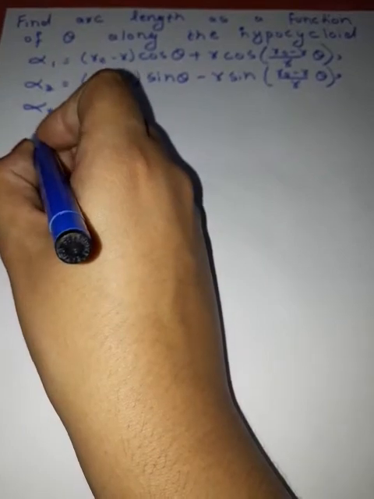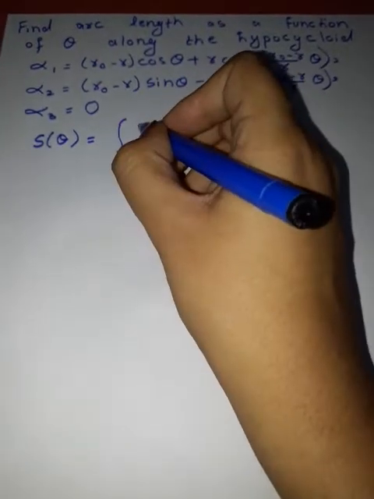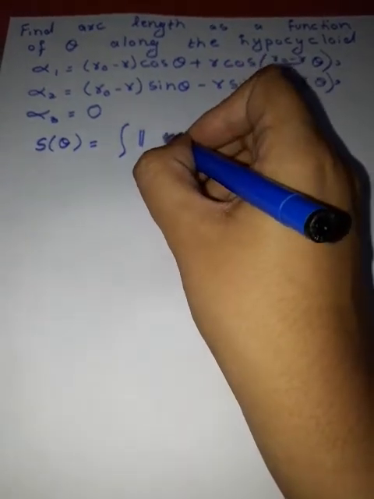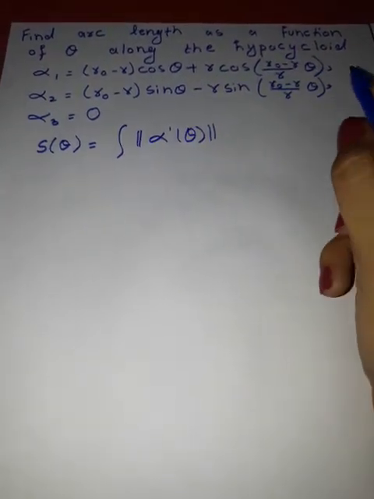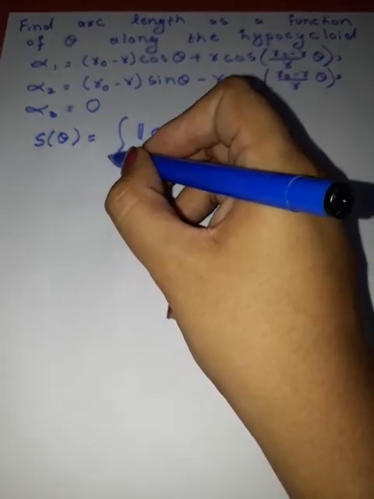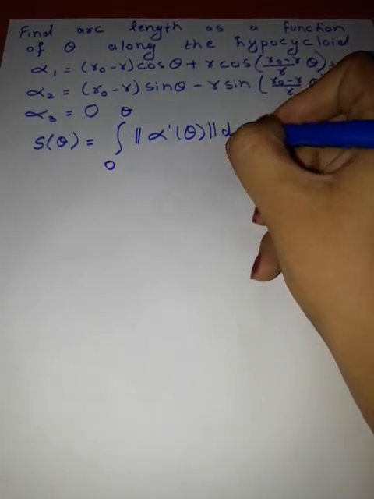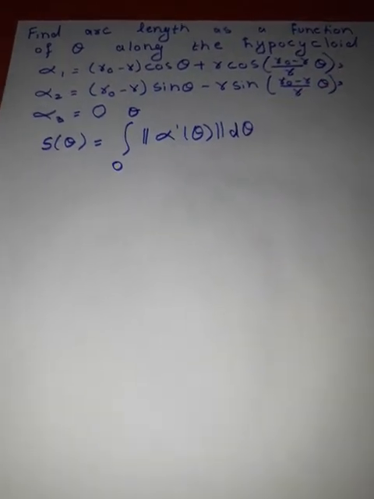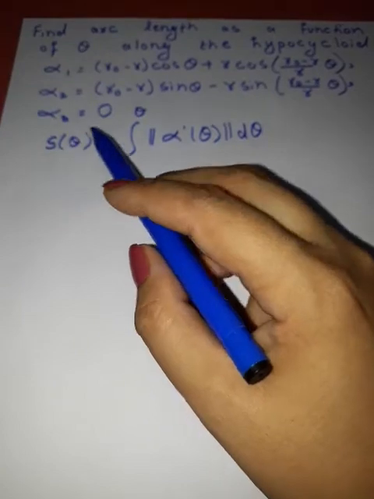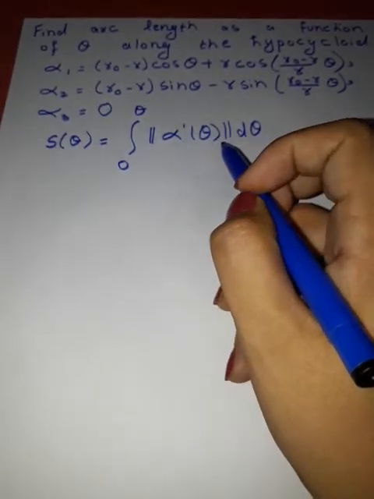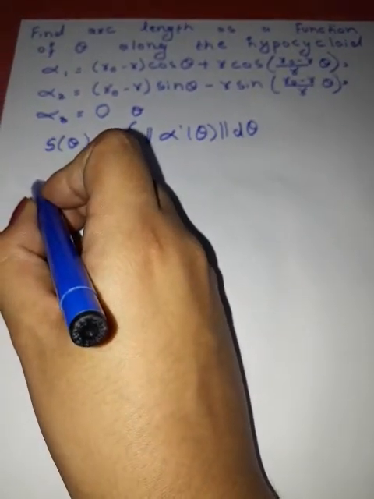We know that arc length as a function of theta is equal to the integration of the norm of alpha prime of theta, with limits of integration 0 to theta, d theta. To find arc length, I need the magnitude of alpha prime of theta. So let us first find the derivative of all the components of alpha.